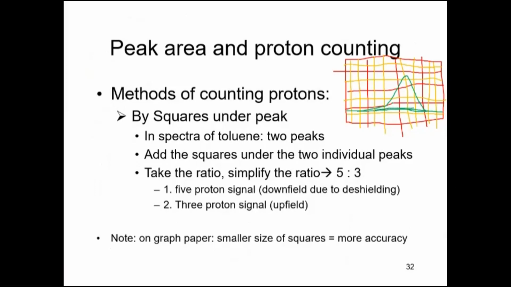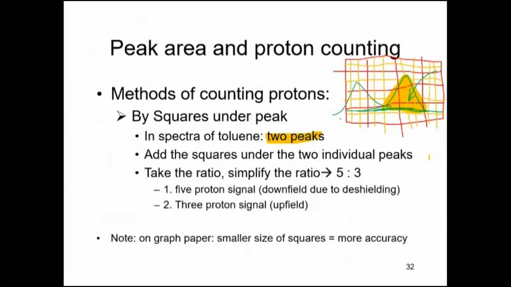This is the baseline. So all the squares under this curve, this triangular shape, let me highlight that. In this area, they count how many squares are covered in that region of the peak. For example, in the spectra of toluene, you observe two peaks. Add the squares under the two individual peaks, take the ratio, and simplify the ratio. I hope you understood how to count squares in one peak area. In toluene, there are two such peaks.